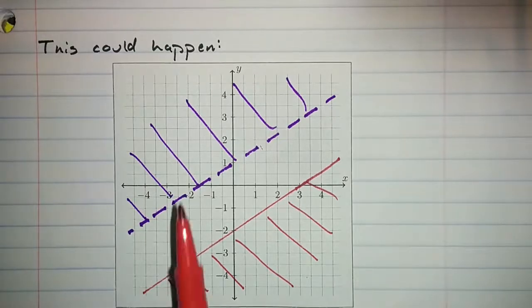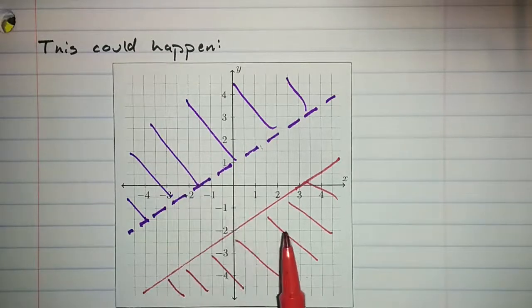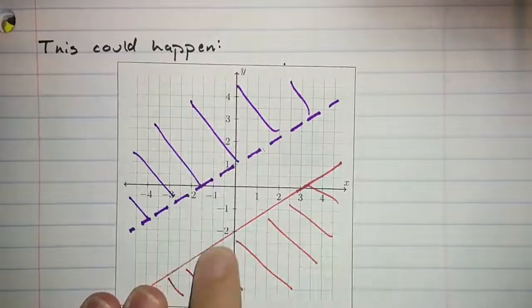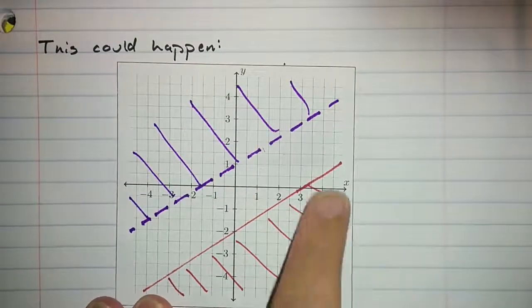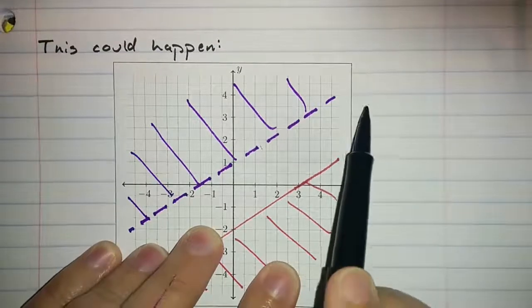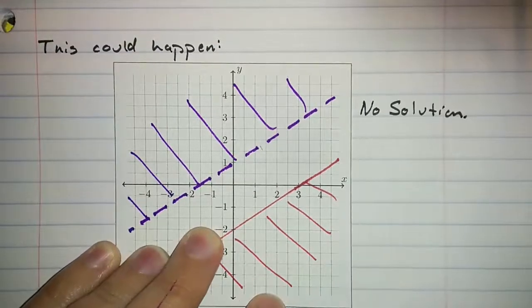If this happens, notice how there is no overlap between the shaded regions. When the shaded regions don't overlap, there are no points that satisfy this inequality and also this inequality. If this is what we see for our graph, our system has no solution.